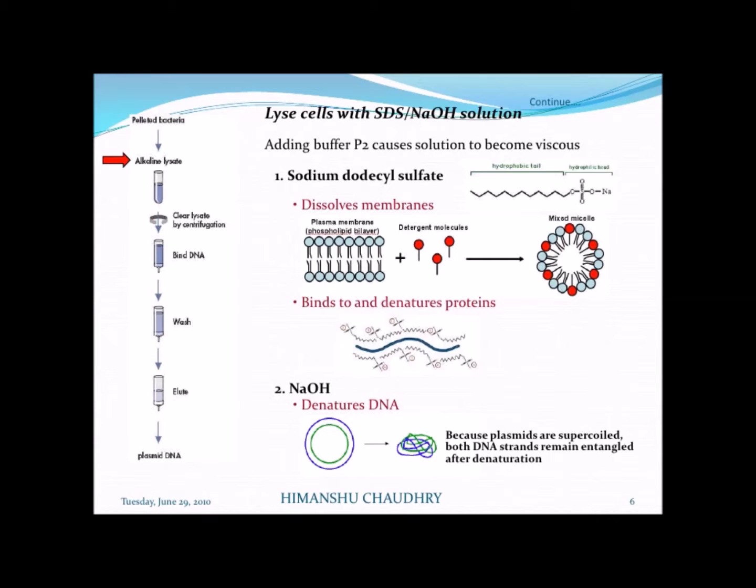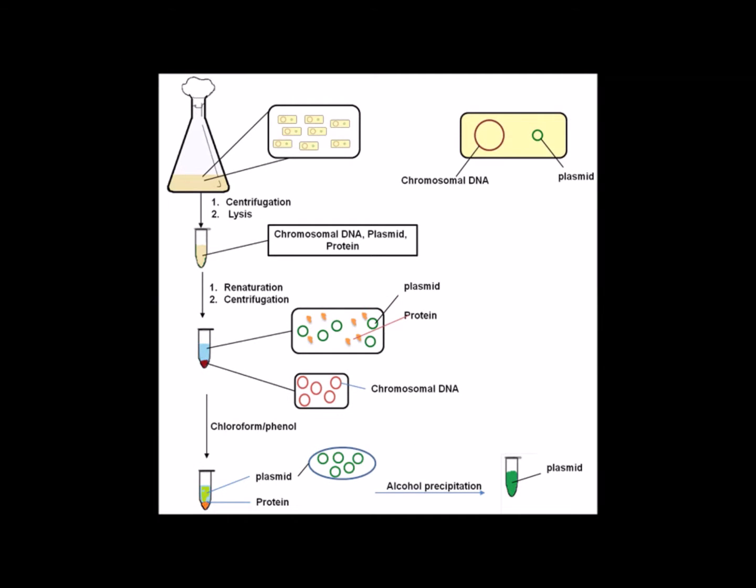SDS leads to lysis and the release of the cell contents, while NaOH denatures the chromosomal and plasmid DNA as well as the proteins. This denatured form of the plasmid runs faster on agarose gels and is resistant to restriction enzyme digestion. The lysate is neutralized by the addition of acidic potassium acetate.